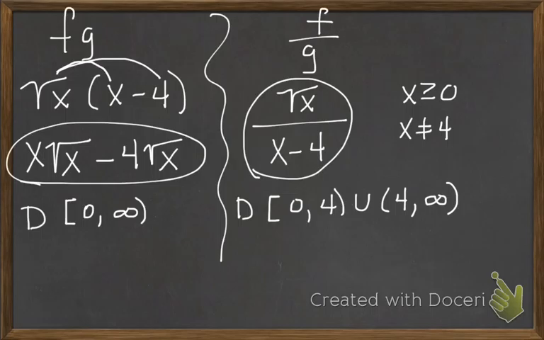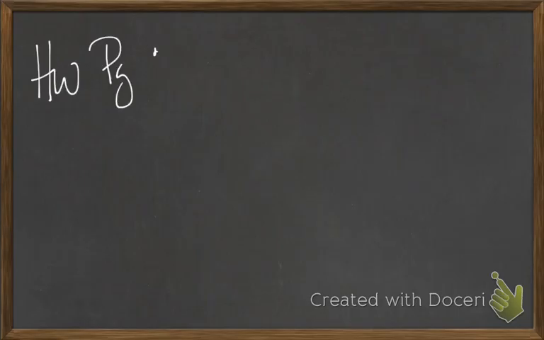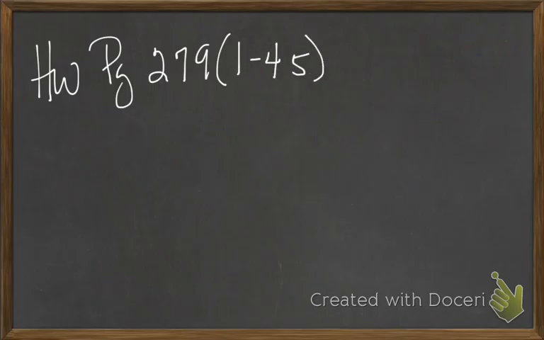Remember, your homework is every other odd. If you want to go ahead and write it down, it's page 279. It's in that top drawer over there. Your homework is page 279. And y'all are doing 1 through 45, every other odd. E-O-O. Every other odd. 1 through 45, every other odd.